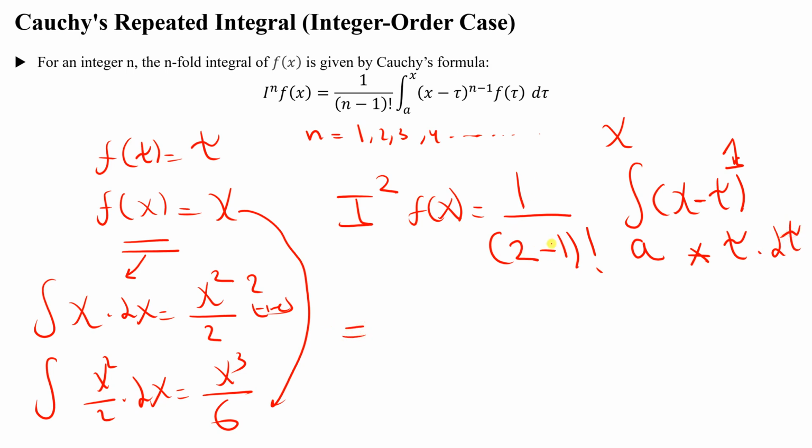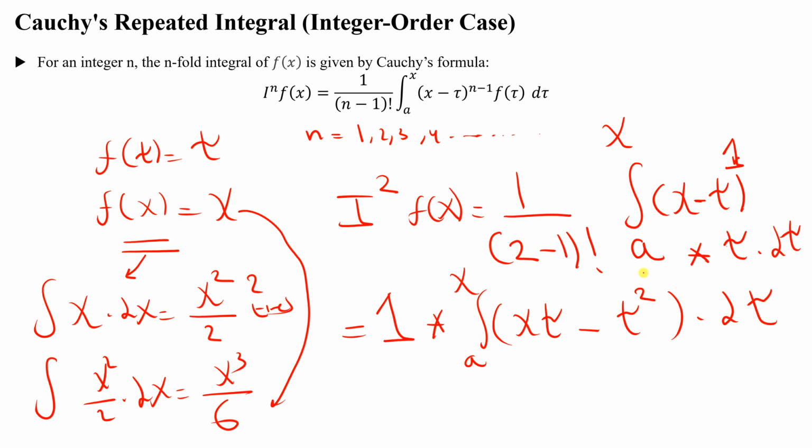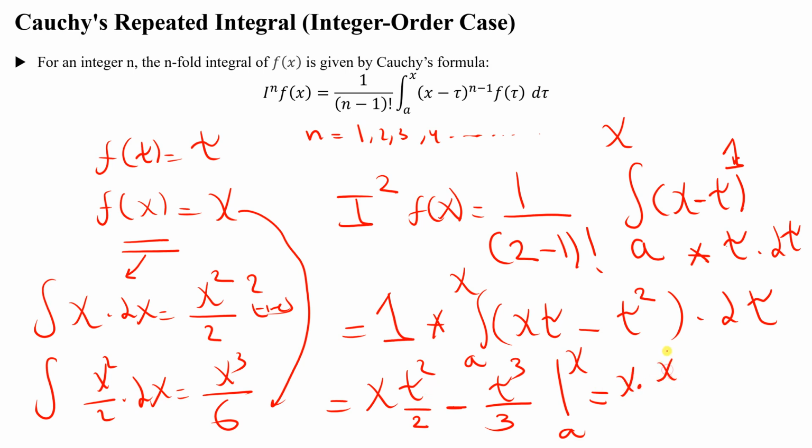So 1 over (2 minus 1) factorial is just 1. So this is 1, multiplied by the integral from a to x of (x minus tau) times tau, which is x tau minus tau squared, d tau. Remember, we are doing this integration with respect to tau. So the integration will be x tau squared over 2 minus tau cubed over 3, between a and x. First we substitute with x, so it becomes x times x squared divided by 2, with tau replaced by x, minus x cubed divided by 3.